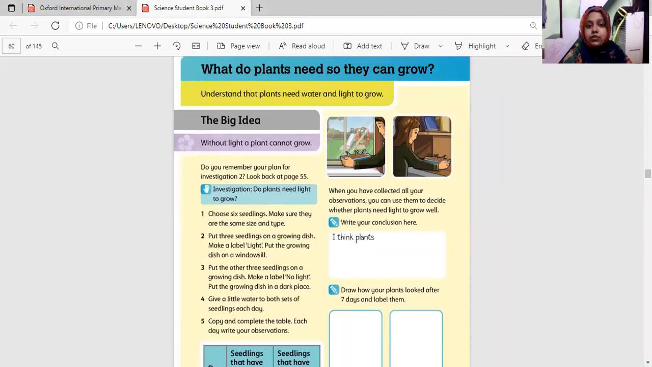What do plants need so that they can grow? We all have done this. We've done this in the previous lecture, so we'll just not take much time over here. What we'll be doing here is just a quick recap of what we've done in the previous lecture.